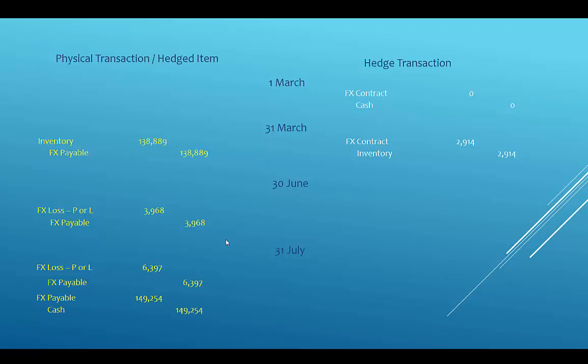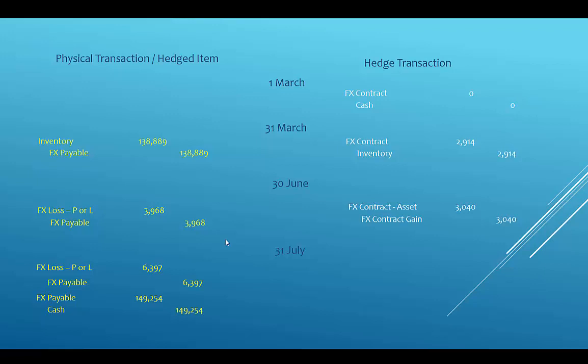And it is going to flow through the income statement when the inventory is sold as part of cost of goods sold, and it'll be matched with the revenue at that point in time. So it is ultimately flowing through the income statement still. Now, on the 30th of June, we have to adjust our forward exchange contract, and we can see that it's gone up in value by another $3,000, and we recognise that gain in the income statement.